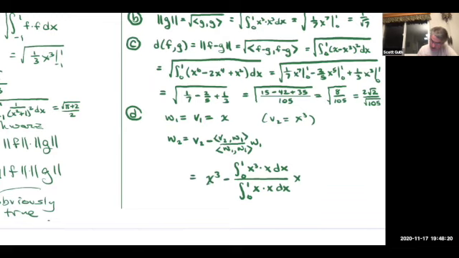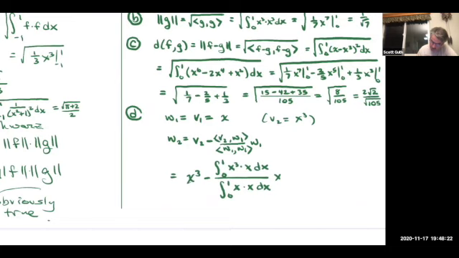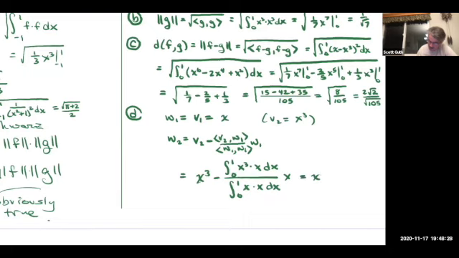Okay. I think I can do most of this in my head. I am going to write x to the third, and it's going to be minus the numerator. That's an x to the fourth. You're going to just get a 1/5 on top. I already said that, I think. And then the denominator, you're going to get an x squared. Antiderivative is going to give a 1/3. And that'll be times x.